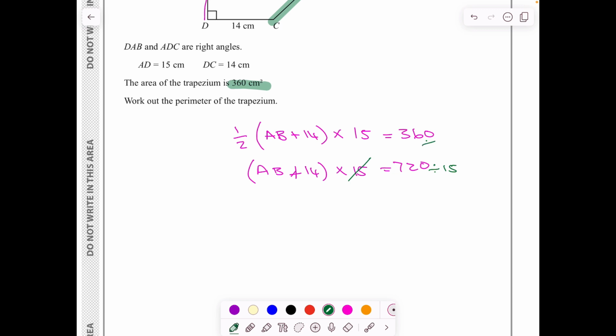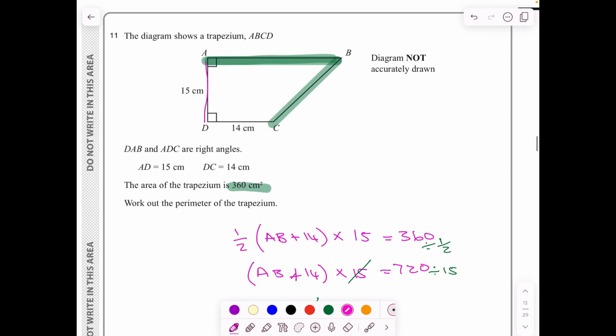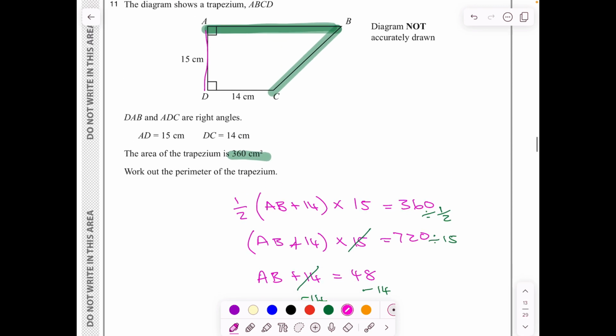So I'll just write what I did at the very beginning. I divided by a half. And so that gives me AB plus 14 equals 48. And then I subtract 14 from both sides to give me that AB is 34. So I now know that this length here, all along here, is 34 centimetres.